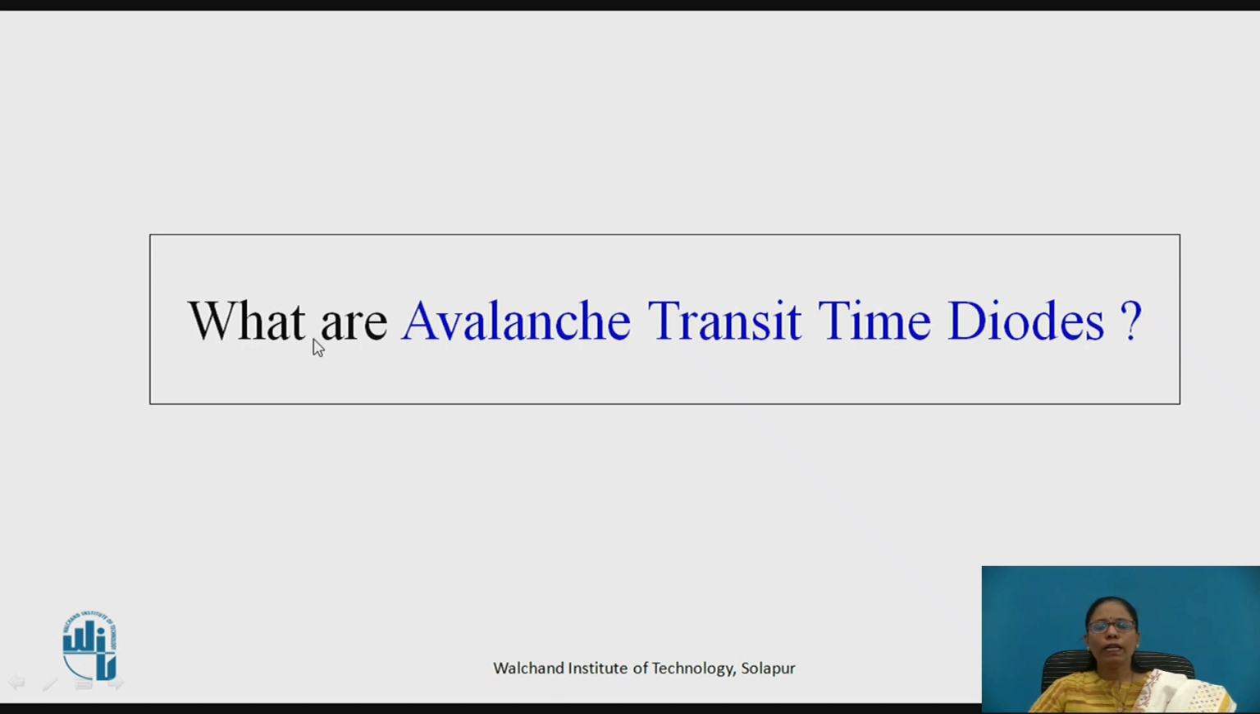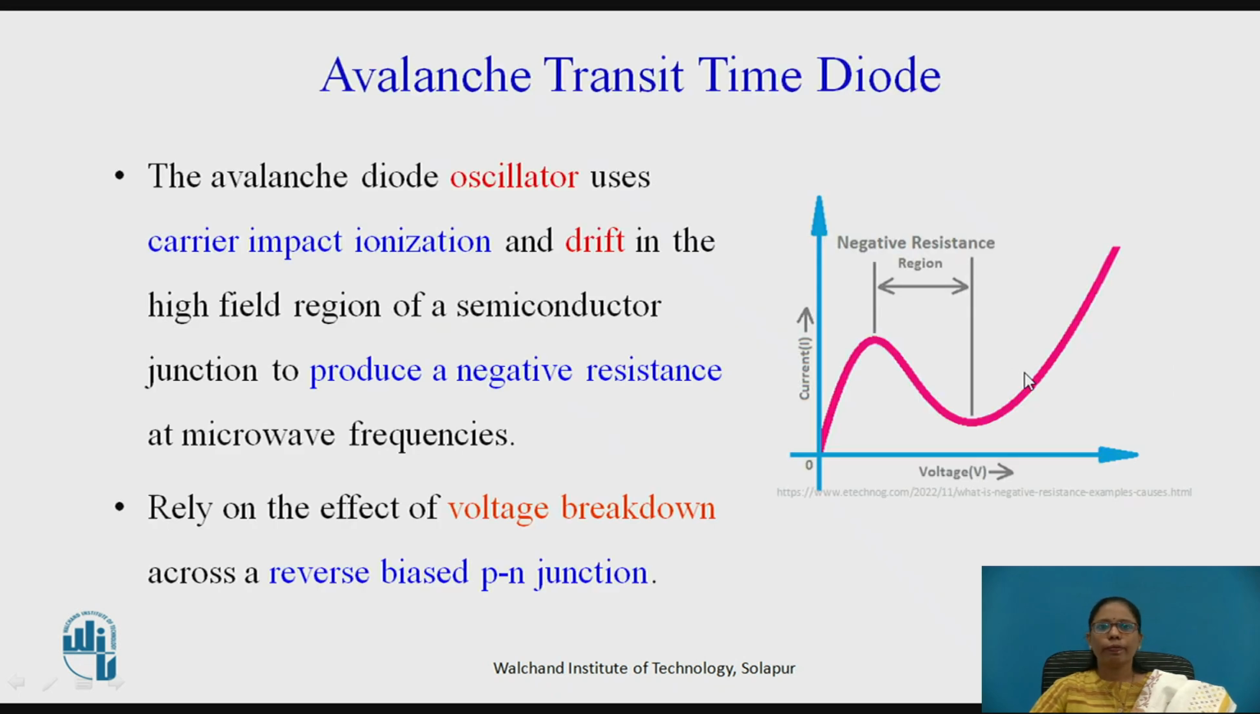Before we move ahead, let us talk about what are Avalanche Transit Time diodes. The name itself consists of two terms, avalanche and transit time. So avalanche diodes are nothing but the oscillators which use the carrier impact ionization, that is the avalanche effect, and the drift space, that is the transit time effect, for producing the negative resistance.